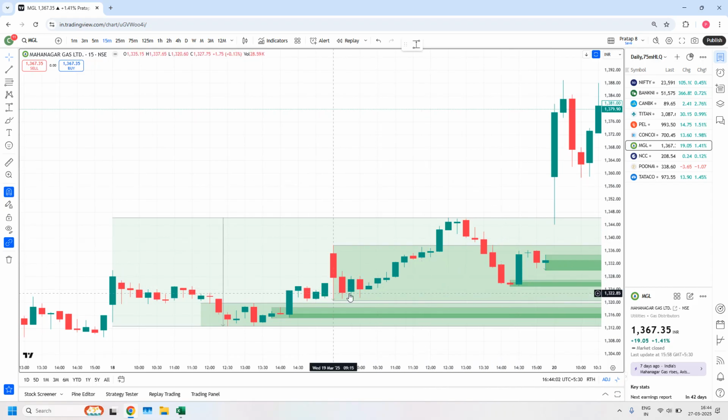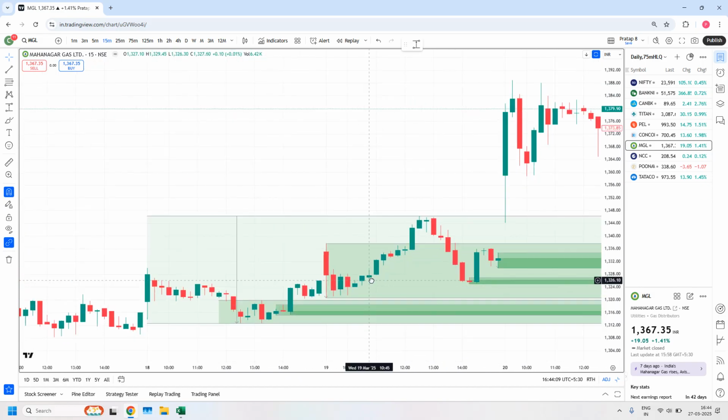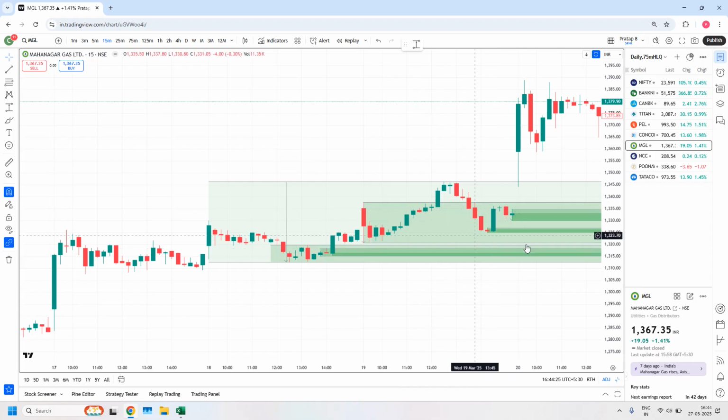Before that, there are no zones here. All are medium size candles. So that's why our analysis still holds good. This is the area. And what about these order flows? These are the remaining order flows inside the daily zone.